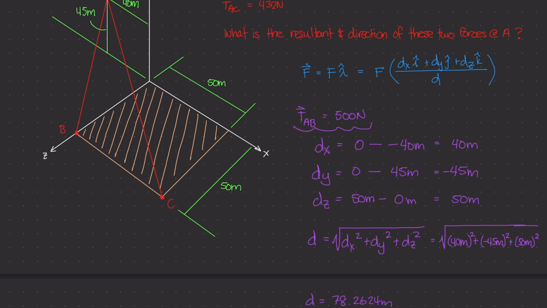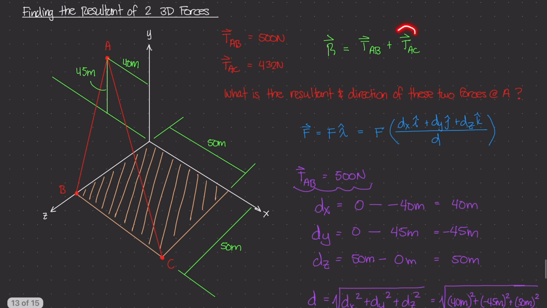The reason that's important is because we're going to do the same thing for TAC, and then we're going to add the like components for both of these 3D forces, and that's how we'll get our resultant force. So the next step is to take all of these values and plug them into this equation. We have unit vector lambda here, which is these values right here. For this F force, this is the scalar component of the force that we're looking at. In our case, the scalar component for TAB is just going to be 500 newtons.